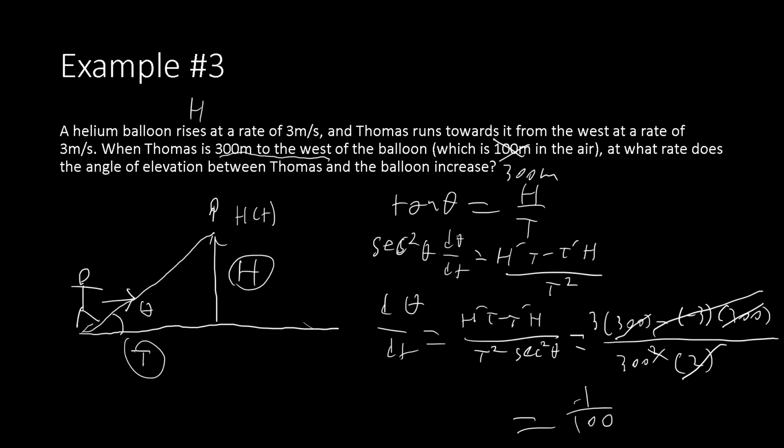So at this moment, when Thomas is this far and the balloon is this far in the air, our angle between the ground at Thomas and the balloon is going to be increasing at 1/100th of a radian, because remember, theta is always going to be in radians per second. Perfect. And that's our answer.